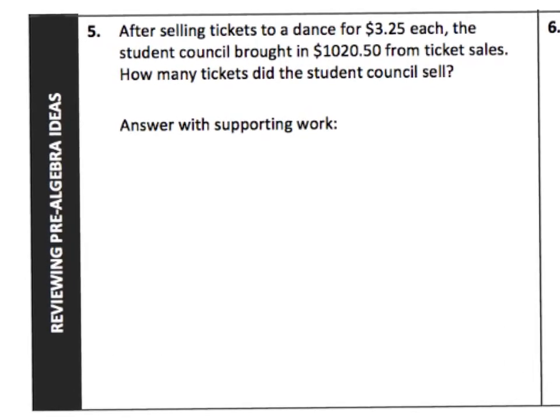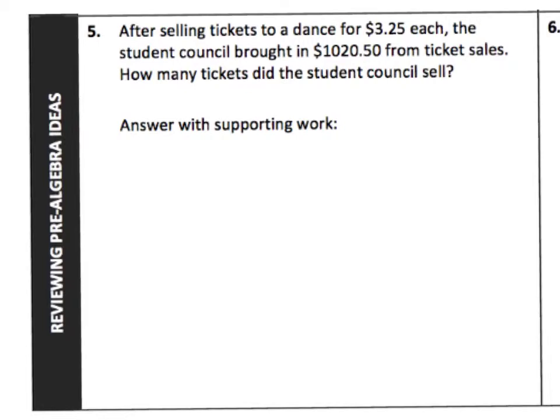All right. The number 5. After selling tickets to a dance for $3.25 each, the student council brought in $1,020.50 from ticket sales. How many tickets did the student council sell? Well, you have to think about a model problem to understand the thinking in this one. So let's forget about this problem for just a moment, and let's think about a simpler situation.